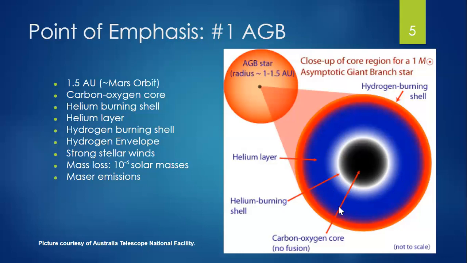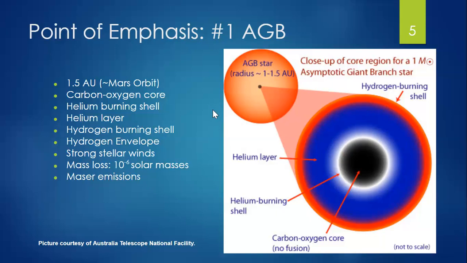Outside of the core, we have a helium burning shell, because remember, as helium is fusing to make carbon or oxygen, that gets pushed into the center to make the core, and then the helium gets pushed out. Then we still have the hydrogen that got pushed out from earlier, and the rest of the AGB star is a hydrogen circumstellar envelope.